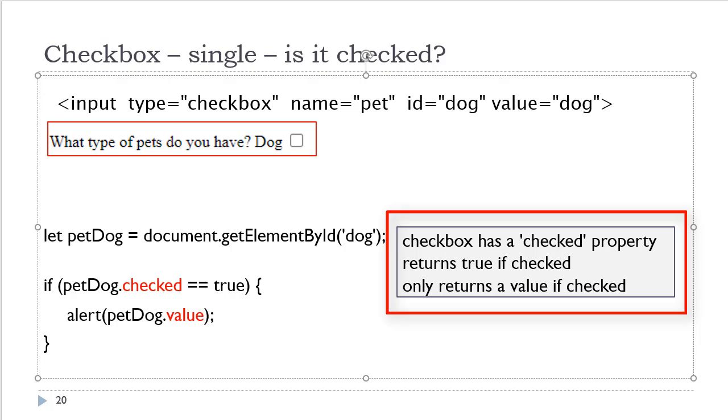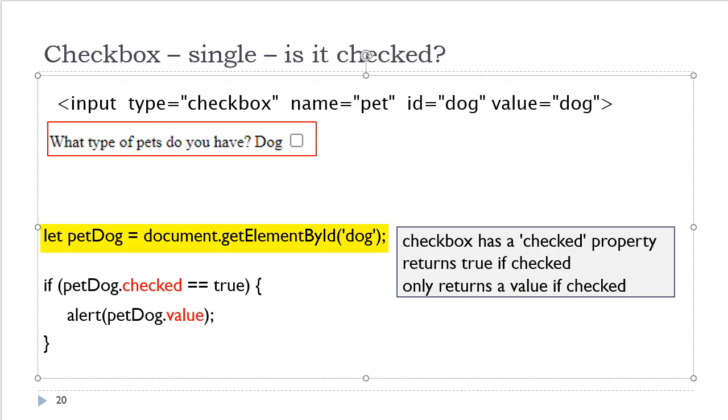Checkboxes have a checked property. This is a JavaScript property. This property will only return true if it's checked. And by the way, a checkbox will only return a value if it's checked. So if you're sending data to the server and a checkbox is optional and it's not checked, nothing is going to be sent.